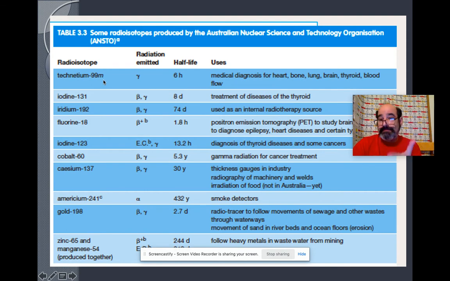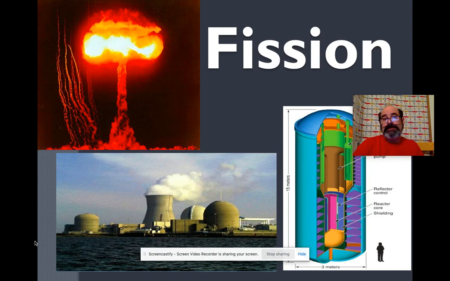Okay, so here's a whole bunch of different types of isotopes. We've got technetium, which I mentioned earlier, iodine-131, we talked about that, iridium, fluorine, iodine, cobalt, cesium, americium. Here's gold. Wait a minute, gold? I can make gold radioactive? Yes, you can, but there's one problem. Look at the half-life, 2.7 days. It doesn't last long, so you really can't use gold. I can't make gold like the alchemists wanted to. Not very profitable. And of course, zinc and manganese. So lots of fun isotopes.